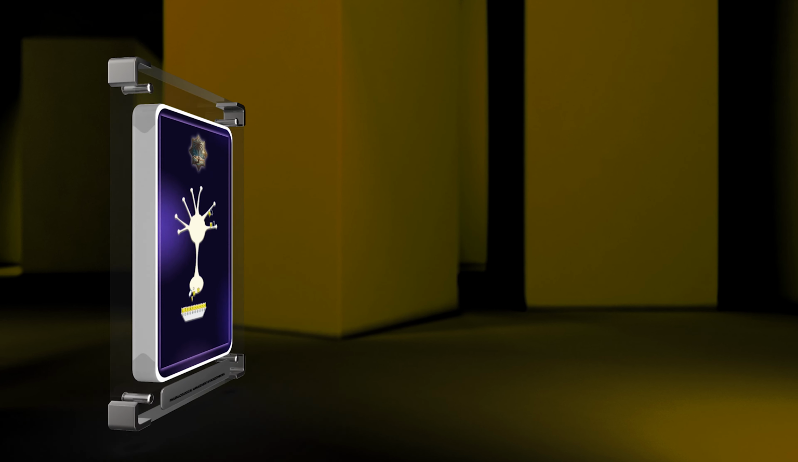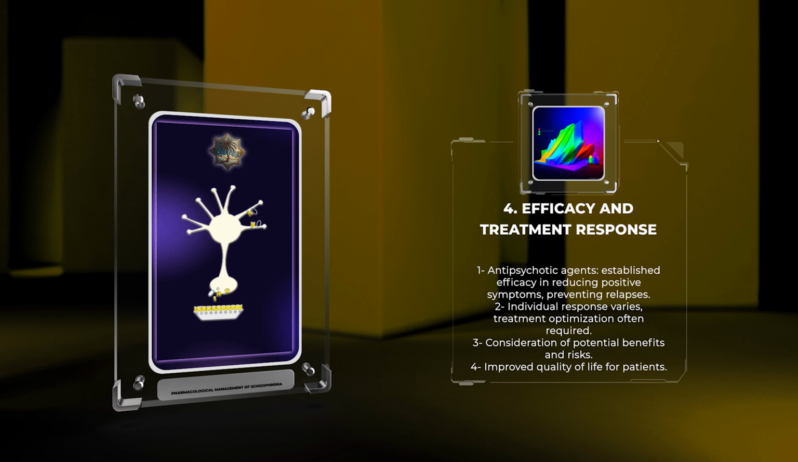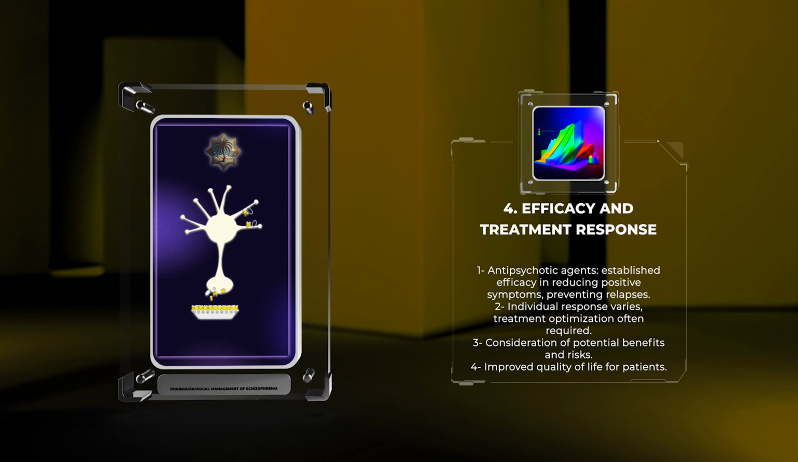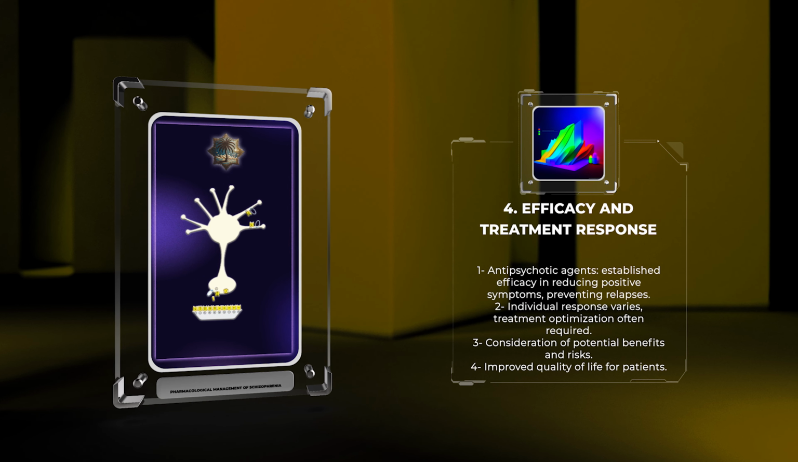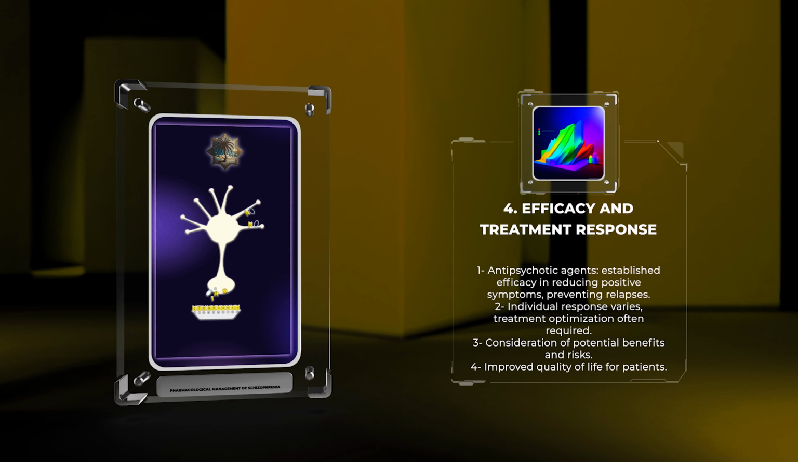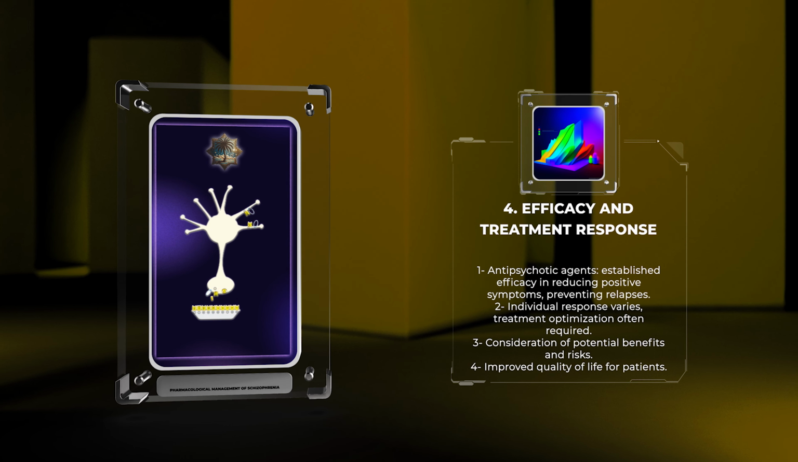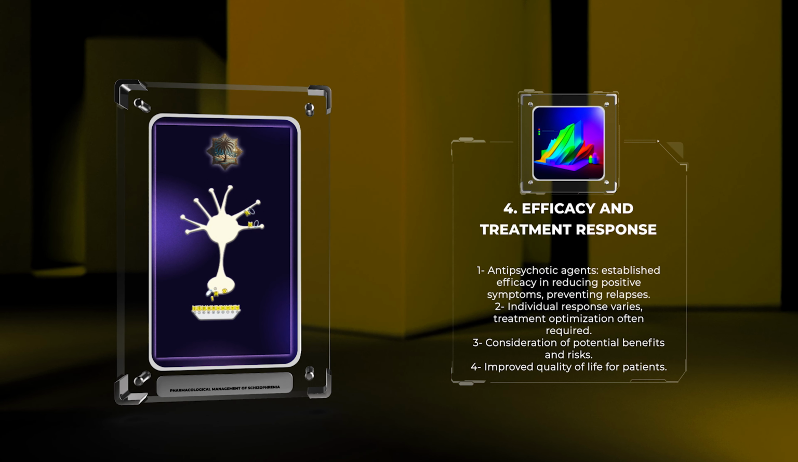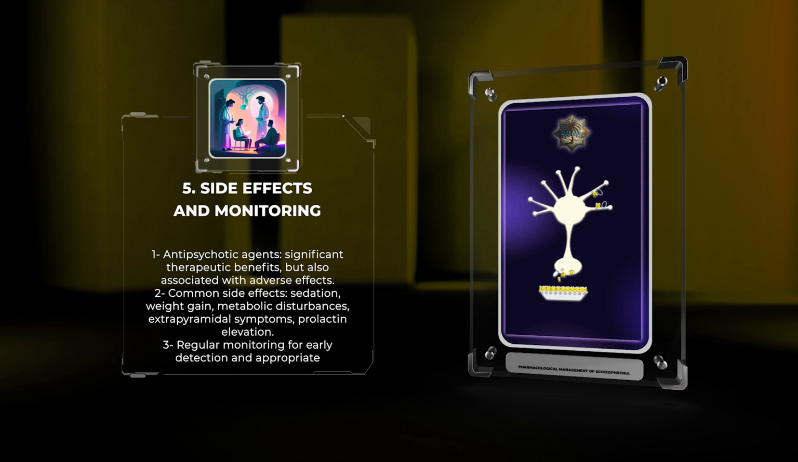The efficacy of antipsychotic agents in the treatment of schizophrenia has been well established. These medications have shown substantial efficacy in reducing positive symptoms and preventing relapses, leading to improved quality of life for patients. However, it is important to note that individual response to antipsychotic therapy varies, and treatment optimization often requires adjustments in medication dose and augmentation strategies. It is crucial to consider the potential benefits and risks of treatment when assessing the net effect on the patient's well-being. While antipsychotics offer significant therapeutic benefits, they can also be associated with various adverse effects.